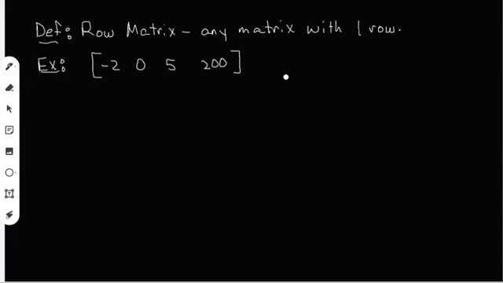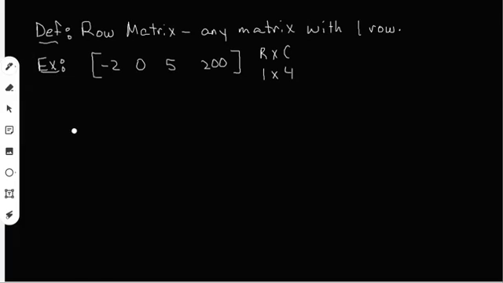Why is it a row matrix? Because it only has one row, right? So what would the dimensions of this matrix be? We always write rows by columns, right? So we know it has one row, but how many columns does it have? It has 1, 2, 3, 4 columns. So this is a 1 by 4. Okay.